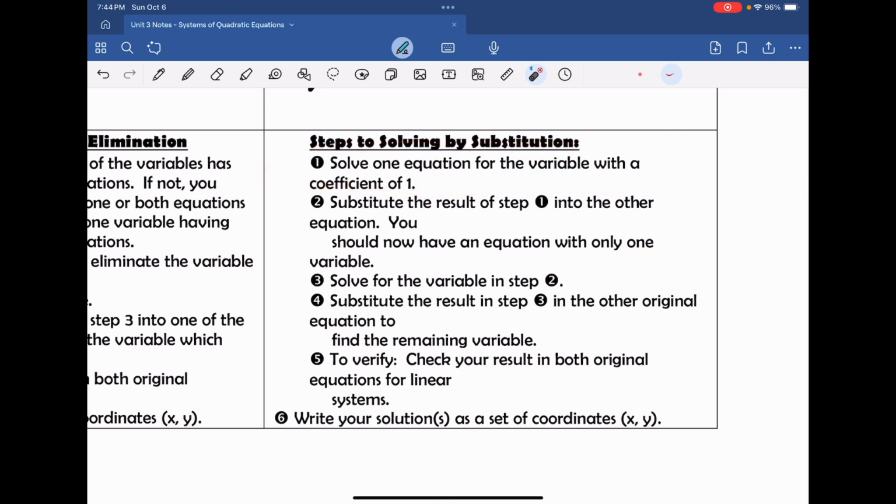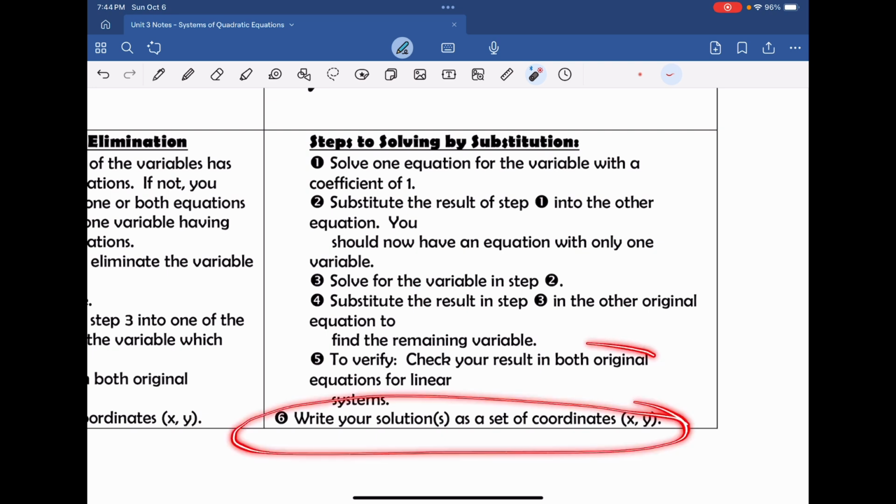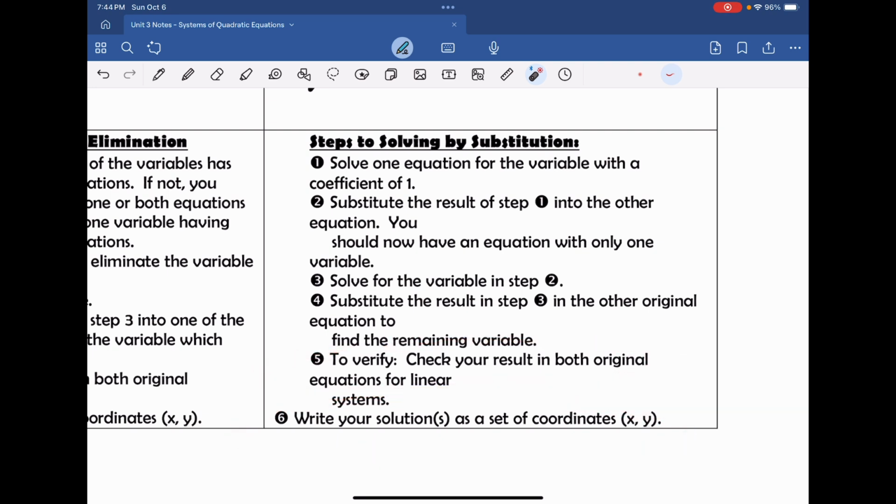So we're going to pick one, preferably one with a coefficient of 1 to make it easier for ourselves, such as the one that we saw above. Once we isolate for that variable, we then substitute that value into the second equation, solve for the variable, and substitute that isolated variable that you get. Lastly, write your solution and then verify it in the original equations. I would almost say step 5 and 6 should be swapped because realistically, you want to write your solution first and then just double check that it actually works for both of the equations there.